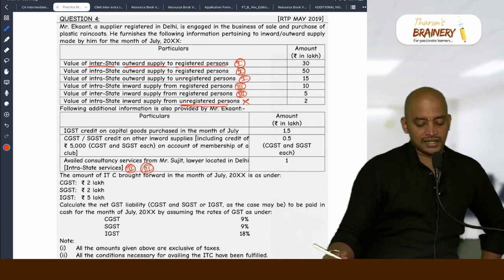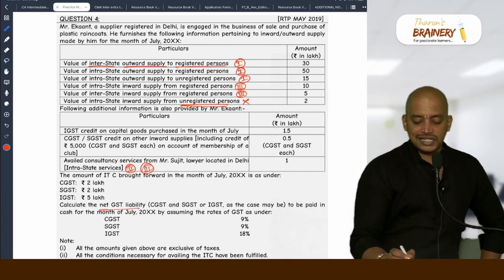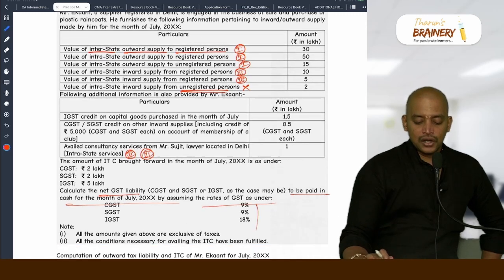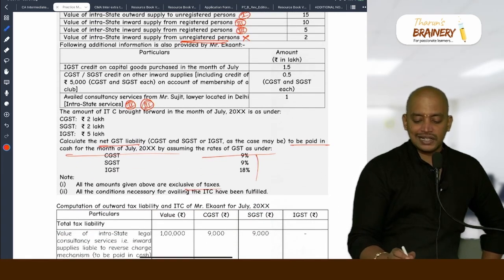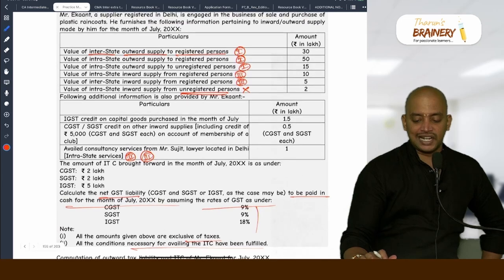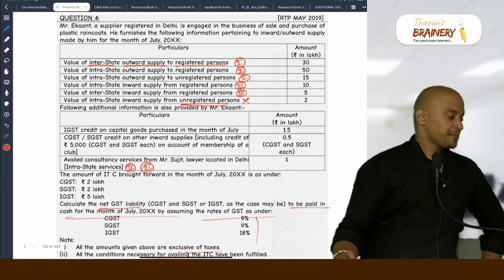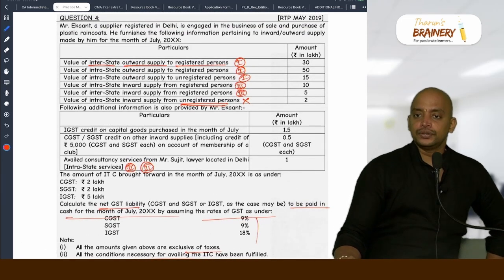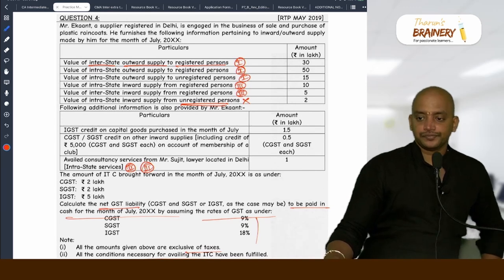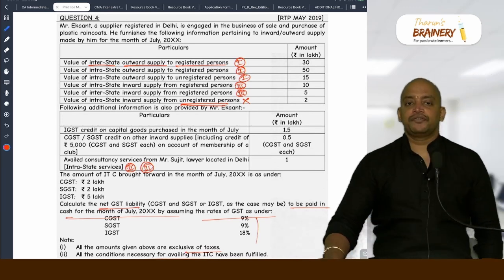This is opening balance. Calculate net GST liability to be paid in cash for the month of July by assuming the rate of GST as under. All amounts given above are exclusive of taxes, and all necessary conditions for availing ITC are fulfilled. Now, I will help you. Can you do it? Take your notebook. Take your notebook. First statement.